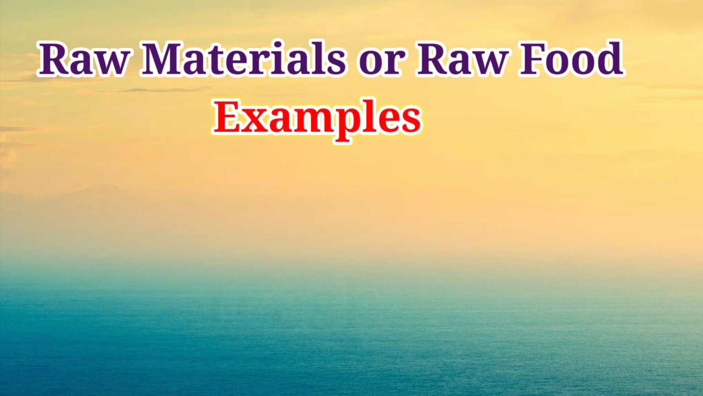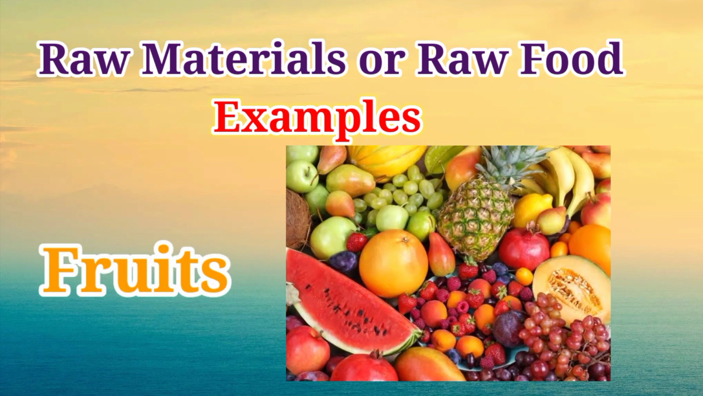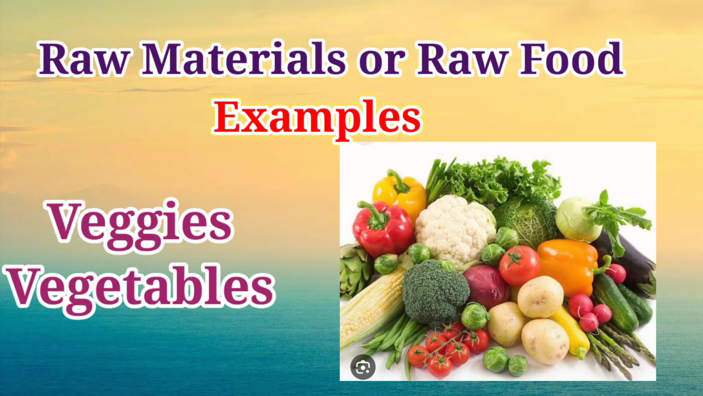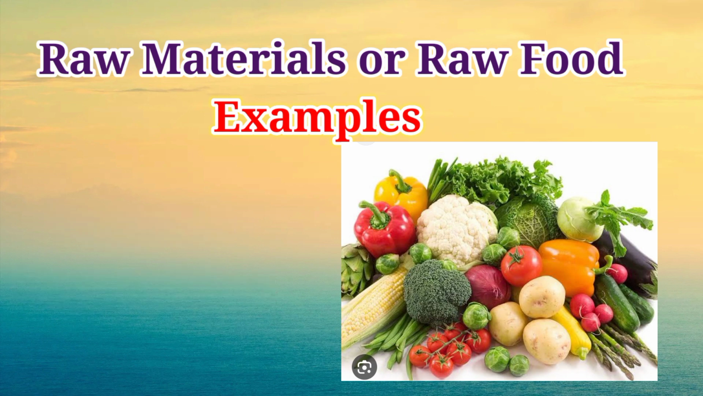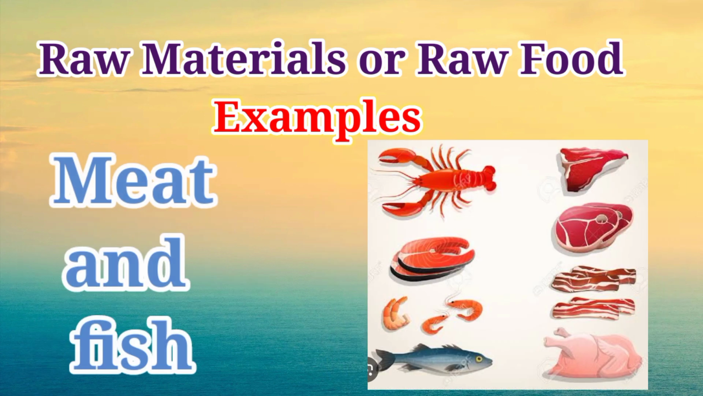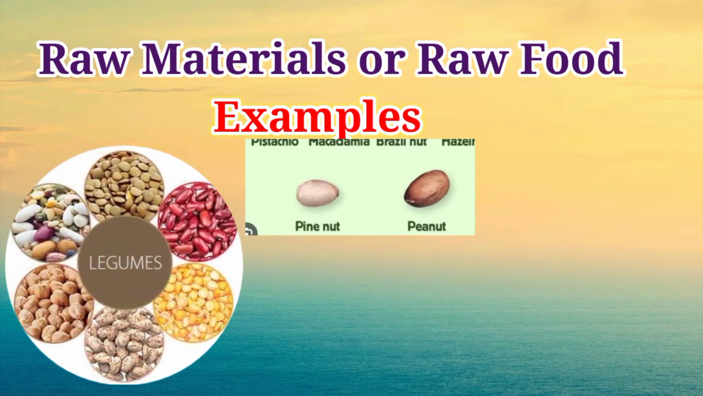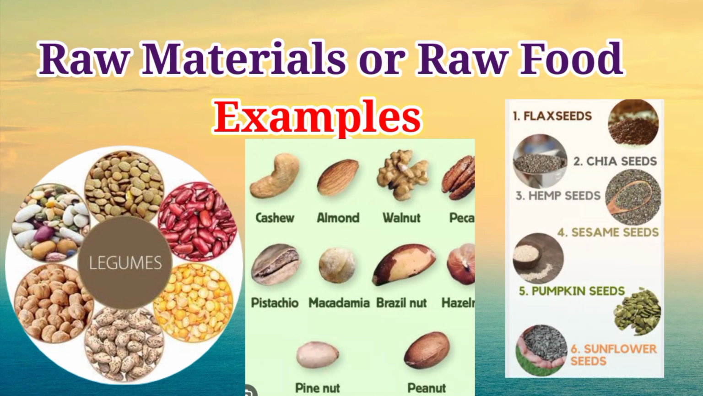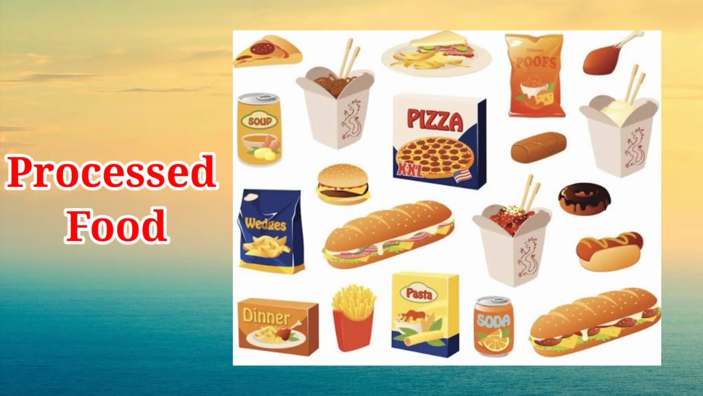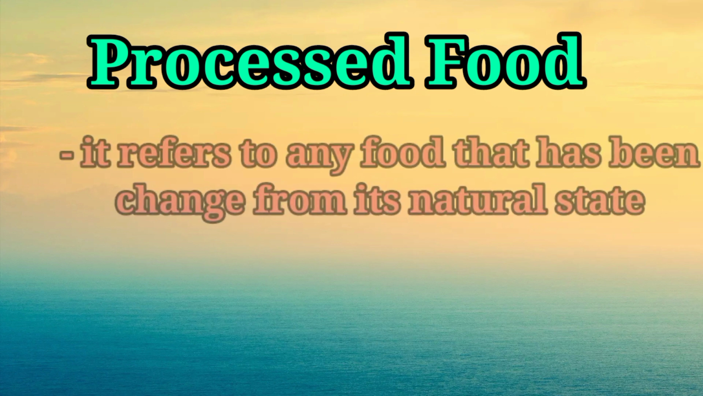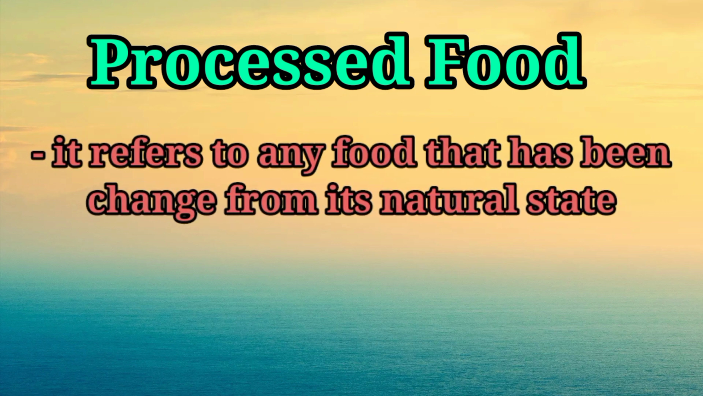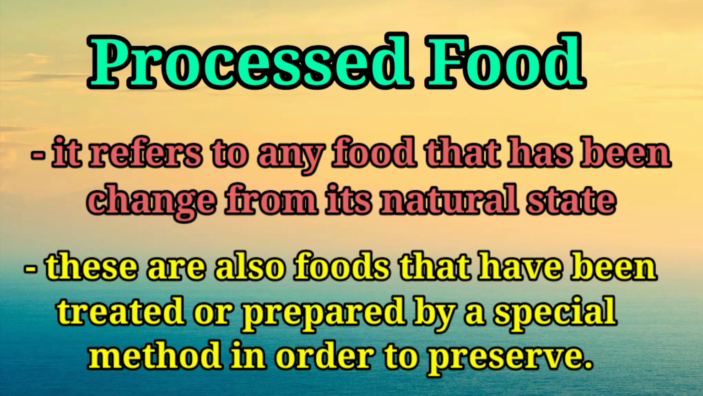Examples of raw materials or raw food are fruits, veggies or vegetables, different kinds of meat and fish, legumes, nuts, and seeds. Processed food refers to any food that has been changed from its natural state. These are also foods that have been treated or prepared by a special method, especially in order to preserve.